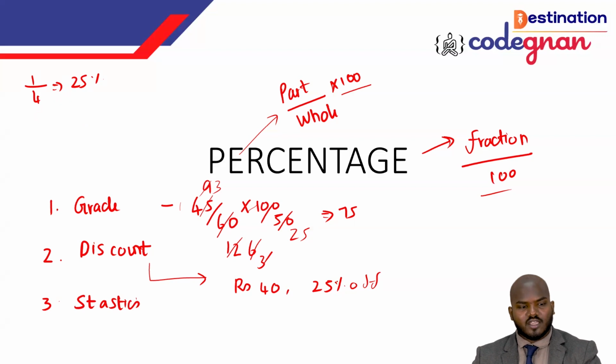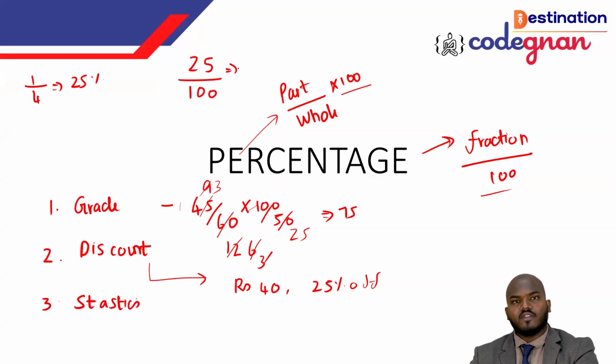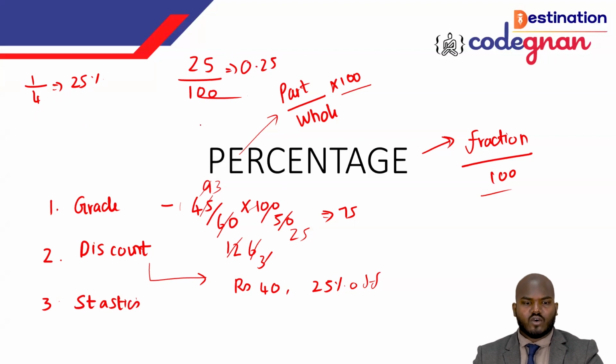25% means we can represent it as 25 by 100. If I get the real value, we can call it 0.25, which is the term we get here. So this is how you need to manipulate this value.